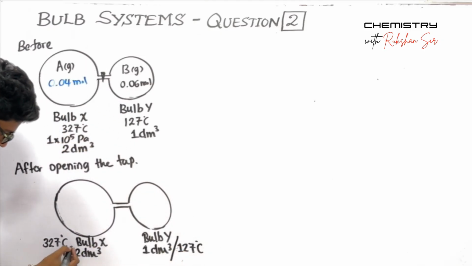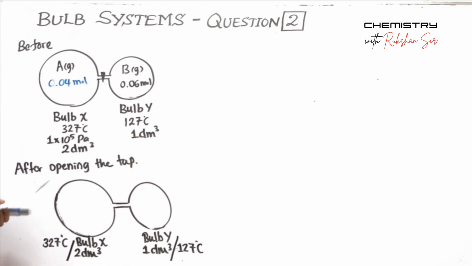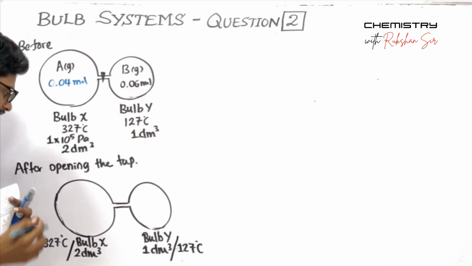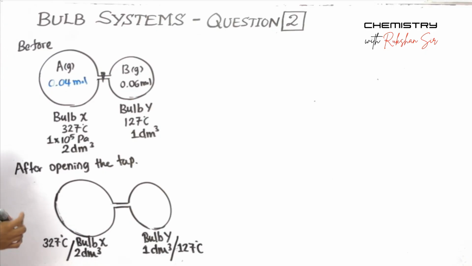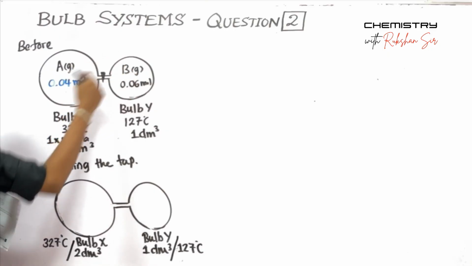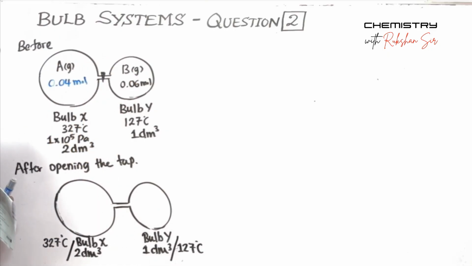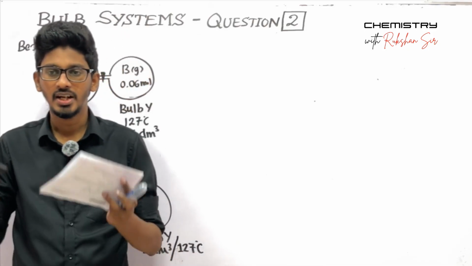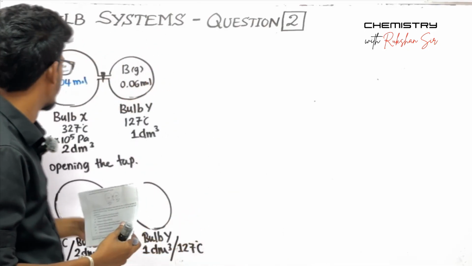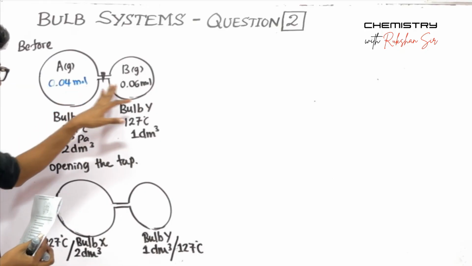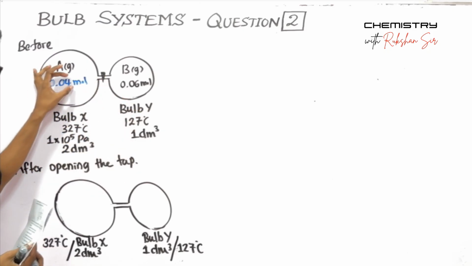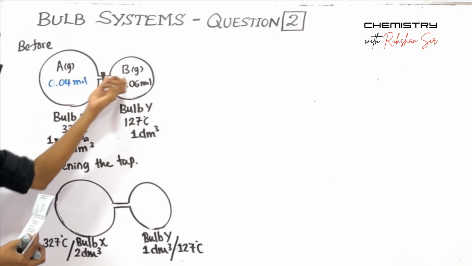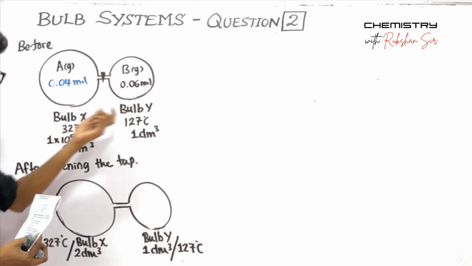What else? Those are the things which are not going to change. So when opening the tap, what will happen? The A gas molecules will travel to bulb Y and B gas molecules will travel to bulb X. That is the concept of diffusion. The things will travel from higher density to lower density. So you have more A molecules here, you don't have any A molecules there, so A gas molecules will travel from bulb X to bulb Y, and B gas molecules you have much more here but nothing there, so B gas molecules will travel from bulb Y to bulb X.